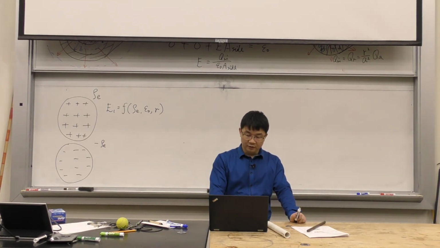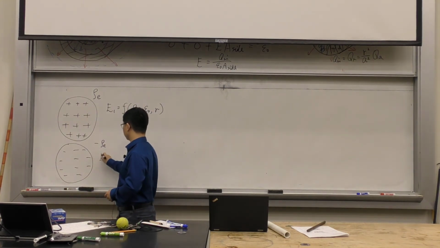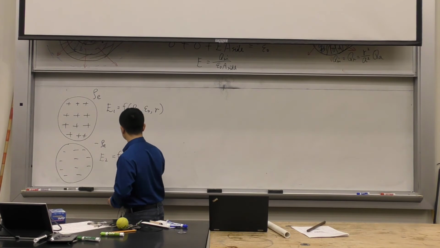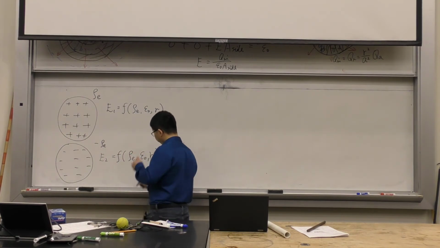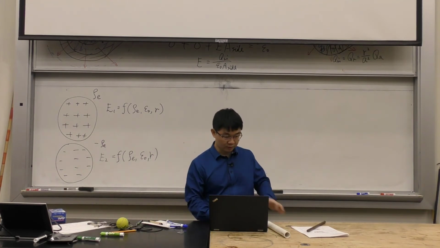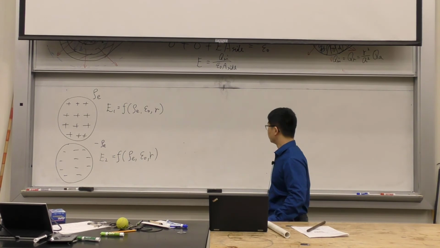Now part E, okay, so you will actually get the same expression, okay? So these two expressions are going to be the same. There will be no difference. It's also a function of rho e, epsilon naught, r. Okay, these two expressions are the same. Now let's take a look at part E. Part E is a little bit tricky.